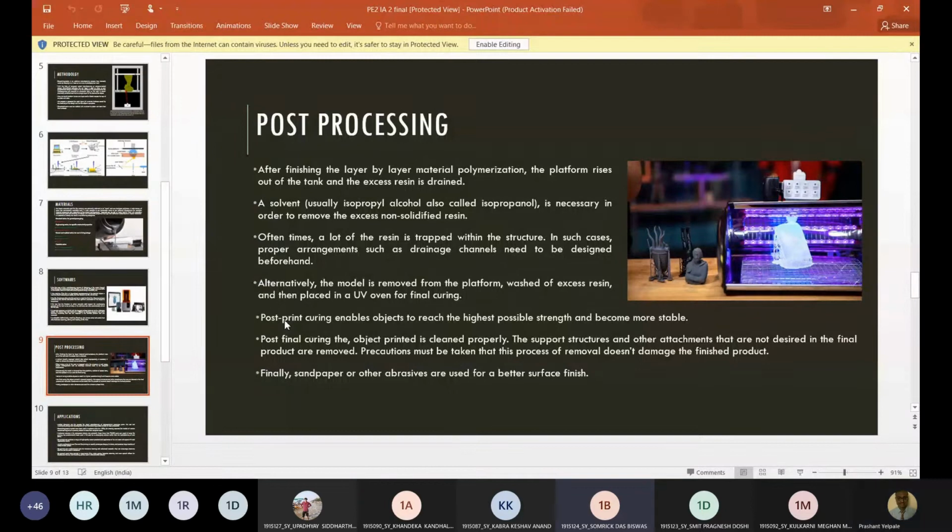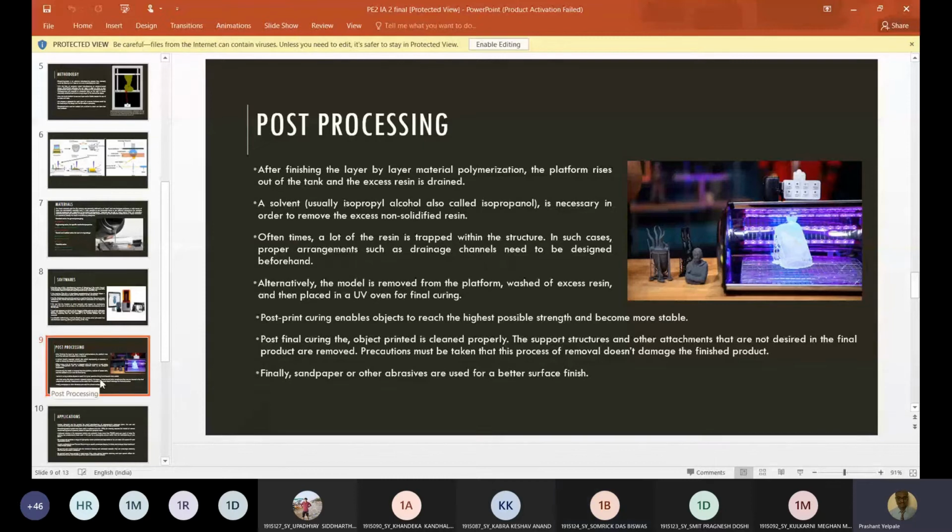Sir, most importantly, once we have cured it, it is important to remove the support structures from the print. For example, in this image, you can see the support structures at the bottom of the print. They are usually made much thinner than the actual print so that they can be easily removed. Once they are removed, their bottom surface is just sanded properly so that it gives us a better surface finish. That is a skill job.